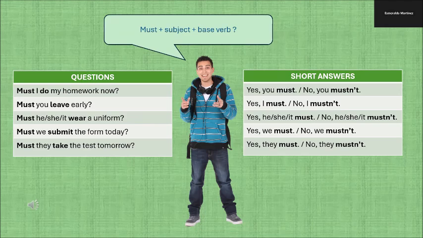No, I mustn't. Must he wear a uniform? Yes, he must. No, he mustn't. Must she wear a uniform? Yes, she must. No, she mustn't. Must it wear a uniform? Yes, it must. No, it mustn't.